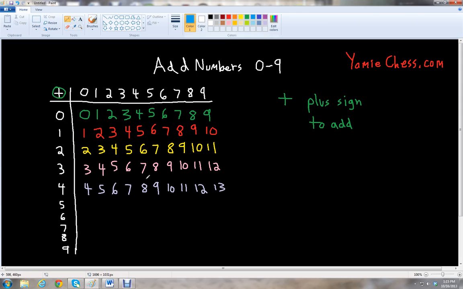Okay, so let's do the 5s. We have 5 plus 0 is 5. 5 plus 1 is 6. 5 plus 2 is 7. 5 plus 3 is 8. 5 plus 4 is 9. 5 plus 5 is 10. 5 plus 6 is 11. 5 plus 7 is 12. 5 plus 8 is 13. And 5 plus 9 is 14.